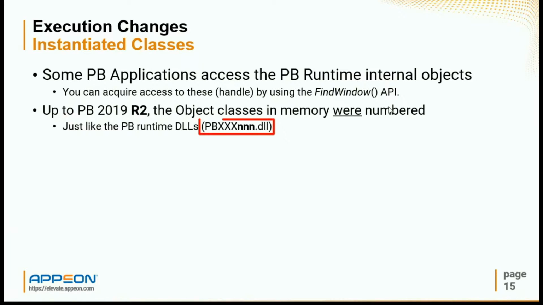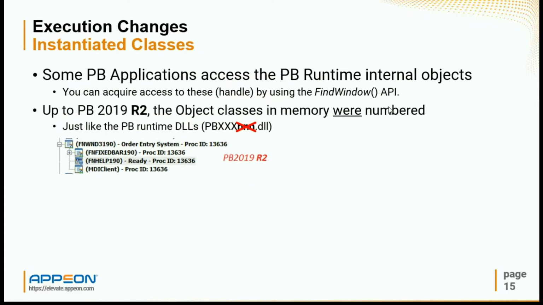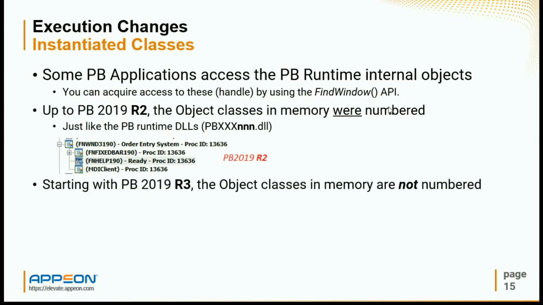But unlike the PowerBuilder Runtime DLLs, which were PowerBuilder and then whatever the name is, for example, TRA for the tracing module, and then 170 or 190, those numerics have been dropped. So let's have a look also in memory. So in 2019 revision number 2, if you wanted to deal with the micro help bar, the class name for that in memory was fnhelp190. You can see it here by this actual memory search.